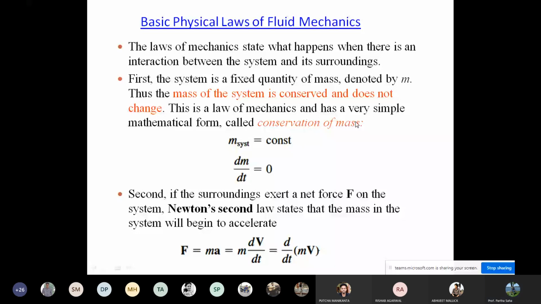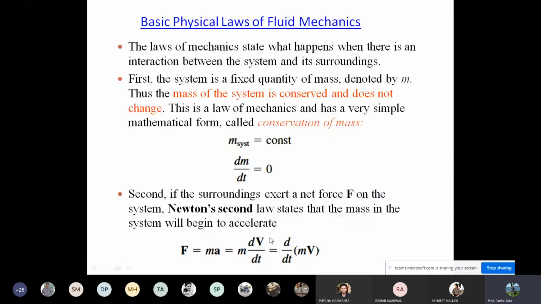Second, the surroundings exert a net force on the system. So what does Newton's second law state? The mass in the system will begin to accelerate. Since the mass is constant in the first case we considered, but you apply a net force from the surroundings, as per Newton's law, there will be some sort of acceleration. So force will be mass times acceleration, equal to m dv/dt or d/dt (mv). That is the second case.